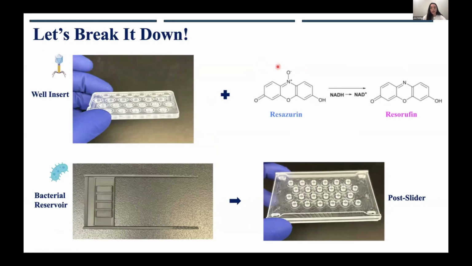The bacteria are going to be loaded into a separate reservoir. We can see the 4 wells here. And this post slider gets slid over the reservoir so all of the notches interact with the bacteria. And then this gets pushed down into the phage well insert so the bacteria can actually make contact with the phage dye mixture. The idea is that upon interaction, if the phage is effective in lysing the bacteria, the dye should remain this bluish or purple color. But if the bacteria aren't susceptible to that phage and they continue growing, the dye will shift to pink.